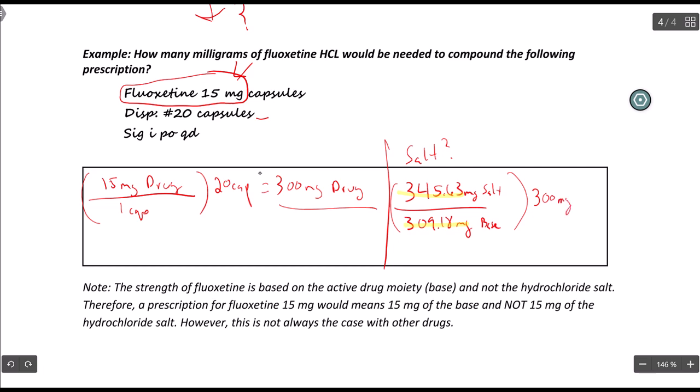And this should be 335.37 milligrams. So notice I would weigh out on my balance right here 335.37, and in that amount of milligrams of the fluoxetine hydrochloride, I would have in it 300 milligrams of fluoxetine itself. All right.